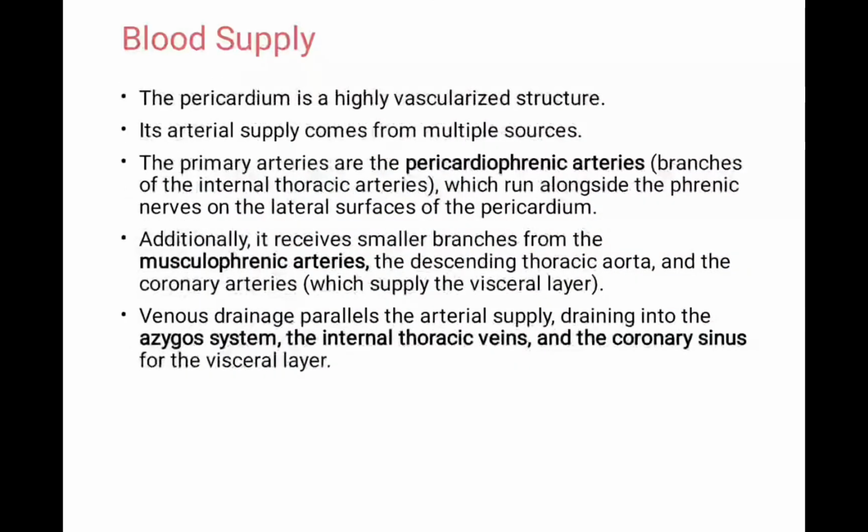Blood supply to the pericardium. The pericardium is highly vascularized, and its arterial supply comes from multiple sources. The primary arteries are the pericardiophrenic arteries, which run alongside the phrenic nerve on the lateral surface of the pericardium. The pericardiophrenic arteries are branches of the internal thoracic artery, the blood vessels found side by side of the sternum.